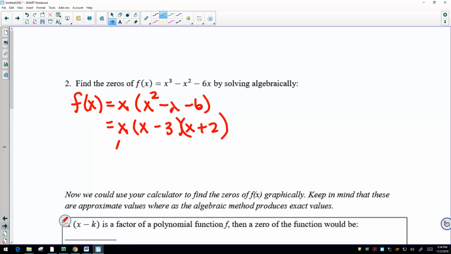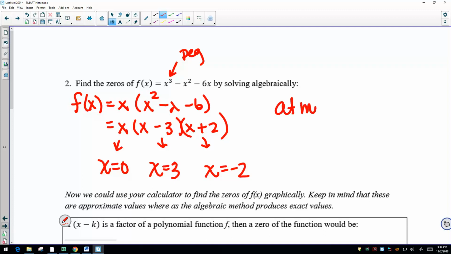So if we wanted to find the zeros, we would set each of these equal to 0. That means I'd have a 0 at 0, I'd have a 0 at 3, and I'd have a 0 at negative 2. Okay, notice the degree. The degree here is 3. So we said before we could have at most 3 zeros. In fact, we found all 3 zeros. This would also tell me we could have at most n minus 1, so 3 minus 1 or 2 extremas.